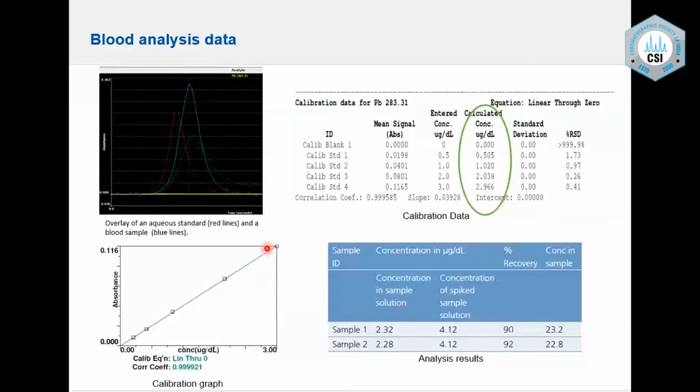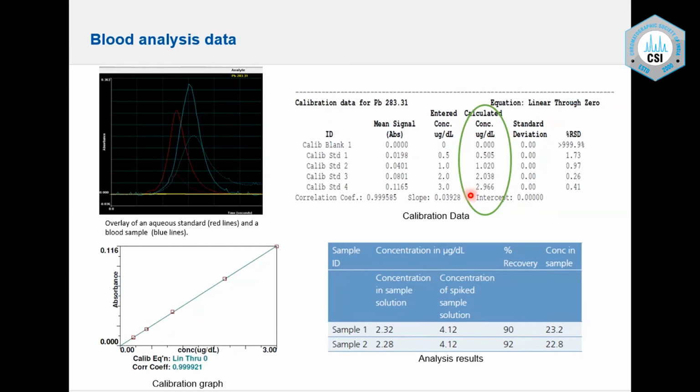So this is the data. You can see here the different peaks for standard and sample, and the calibration graph I got for this, up to 3 microgram per dL. And this is the raw data. You can see here the calibration was done from 0.5 to 3 microgram per dL, and these are the calculated values.